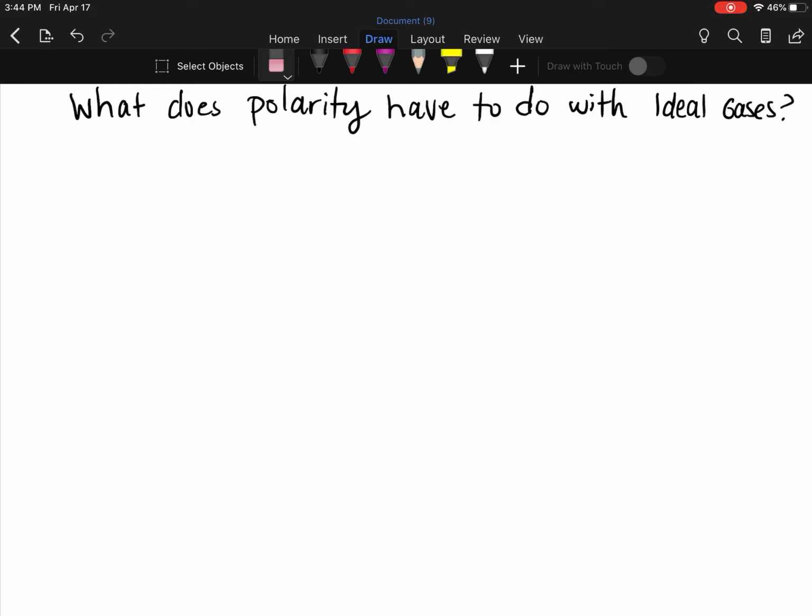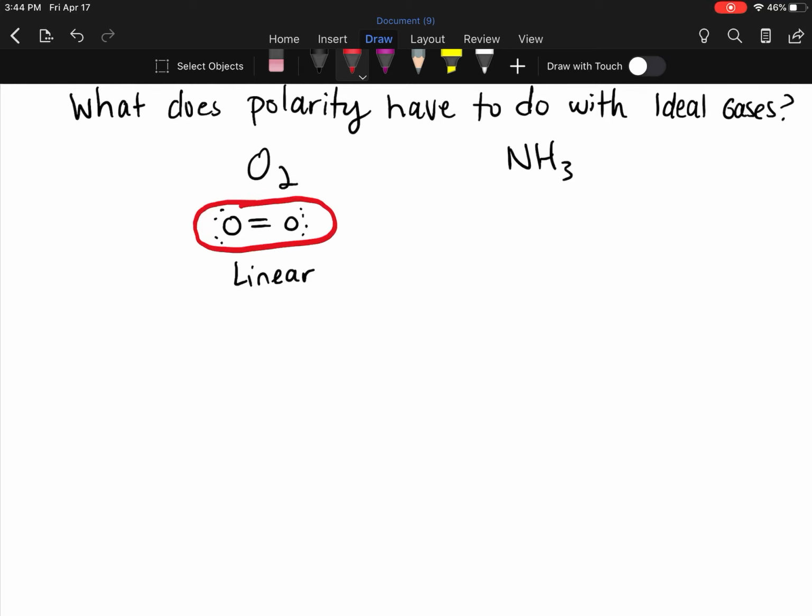What does polarity have to do with ideal gases? Let's use two gases as our example, O2 and ammonia. If I draw the Lewis structure for O2, I get a linear symmetrical molecule. So that tells me that if I draw the electron density, it's distributed pretty evenly.